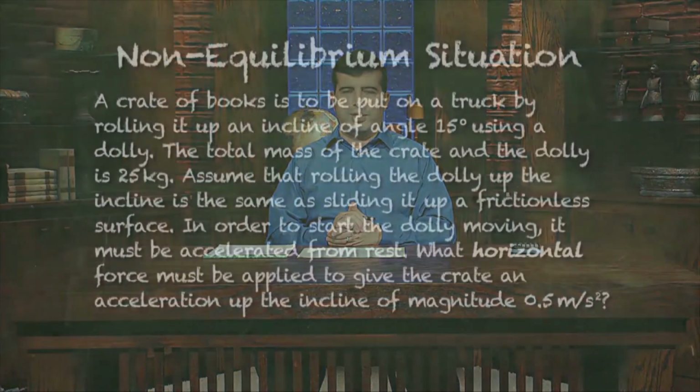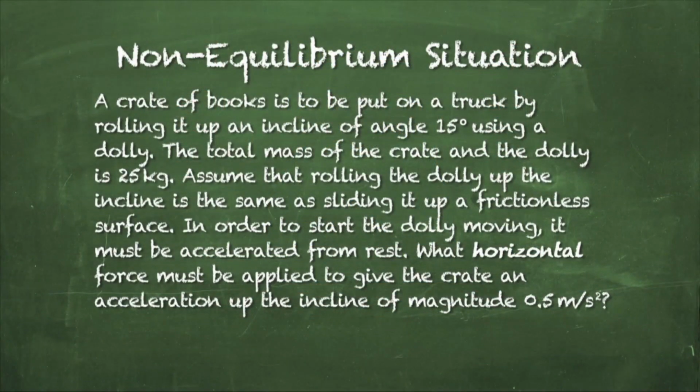Let's go to another exercise to help you practice with this. A crate of books is to be put on a truck by rolling it up an incline of angle 15 degrees using a dolly. The total mass of the crate and the dolly is 25 kilograms. Assume that rolling the dolly up the incline is the same as sliding it up a frictionless surface. In order to start the dolly moving, it must be accelerated from rest.